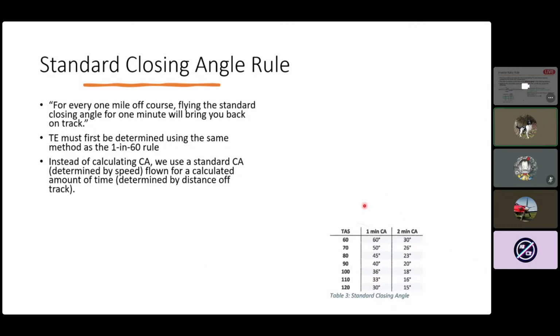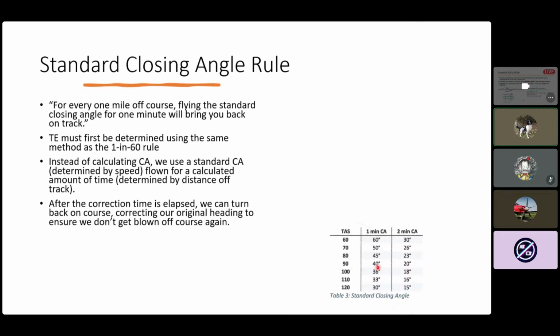Okay, now what does that mean? Well, it just means that there's a standard angle for each airspeed, and again, if you're flying a single type of aircraft, you'll know what it is. But in our theoretical aircraft, we're flying 110 knots. So if we fly a 33-degree intercept course or closing angle, it'll take us 1 minute for every mile we're off course to get back on that course. So don't worry, we'll do a worked example with this one as well.